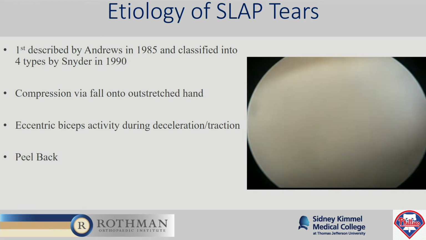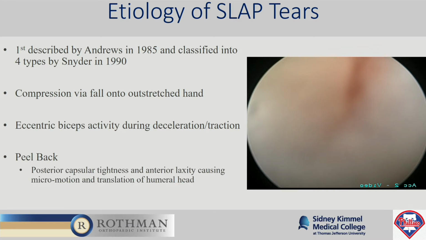The other way, and what you're seeing here in this video, is a peel back lesion. As the shoulder is not functioning properly, as Dr. Sugaya mentioned, there is micro motion and things begin to translate because posterior capsular structures are tight and anterior structures are lax. The humeral head starts to ride up and can actually lift the labrum off of where it attaches to the glenoid. It's one of these two etiologies that usually cause the majority of our slap tears in our throwers.